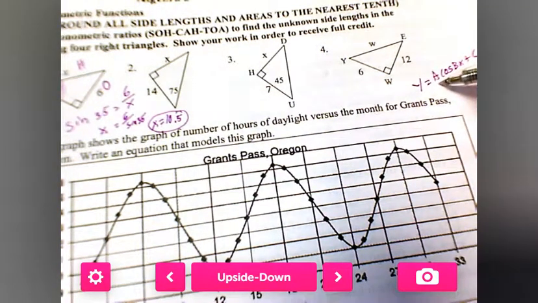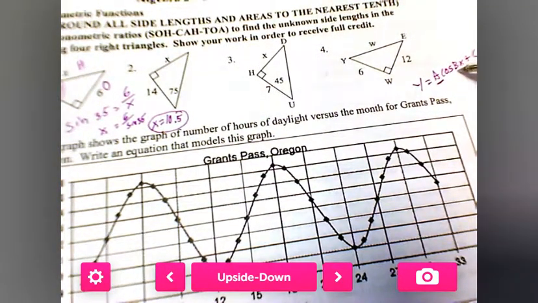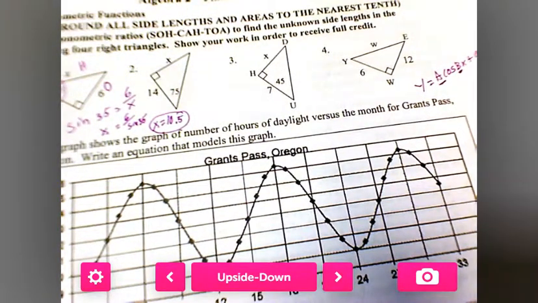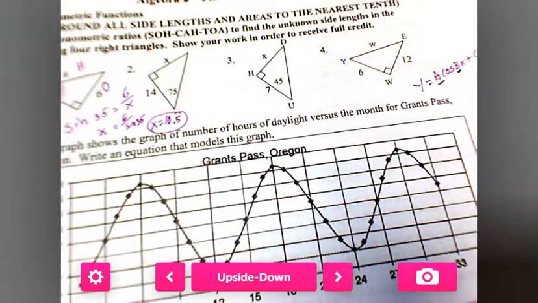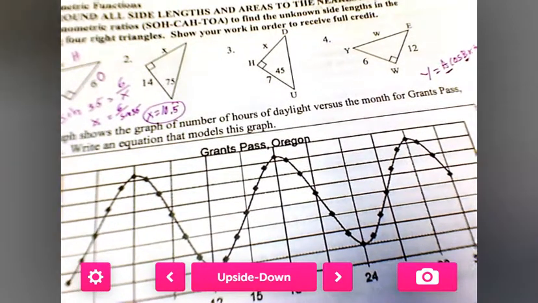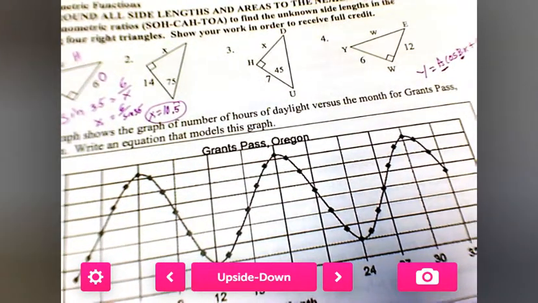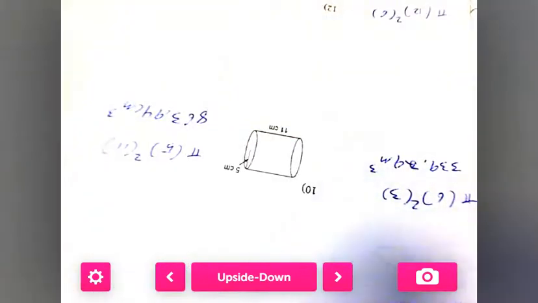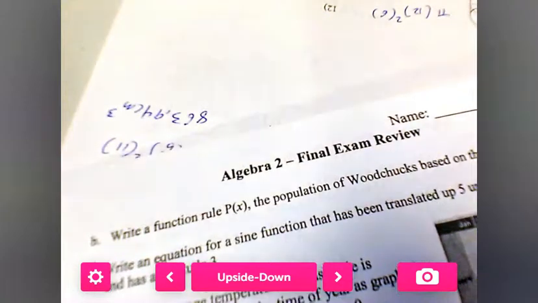Remember, a is the amplitude. b tells you the period. And c tells you how much it's moved, how far over it goes. Okay? So you should be good there. The next page is just more of the same, figuring out what they are.